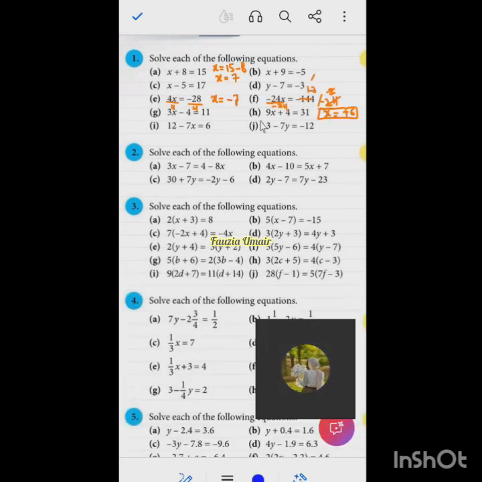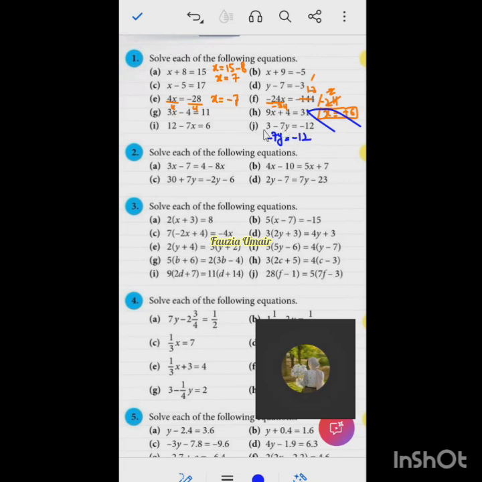Now look at G, H, I and J part. So there are again 3 terms, no brackets. The variable will remain on the left side and the constant term will go on the other side of the equation, right? Similar questions. Let's solve this one, J part. What to do in J part? We have to take this integer to the other side. It will be minus 7y minus 12.